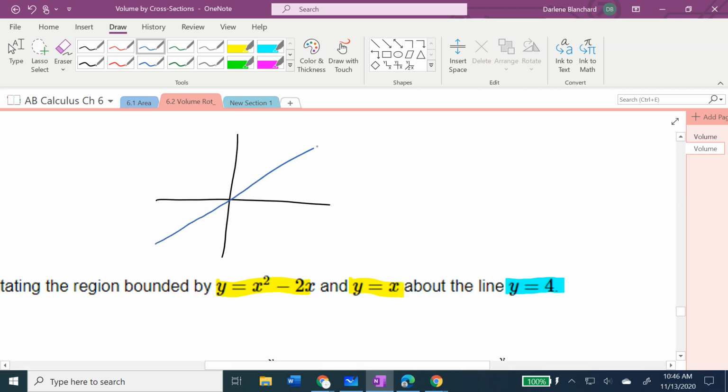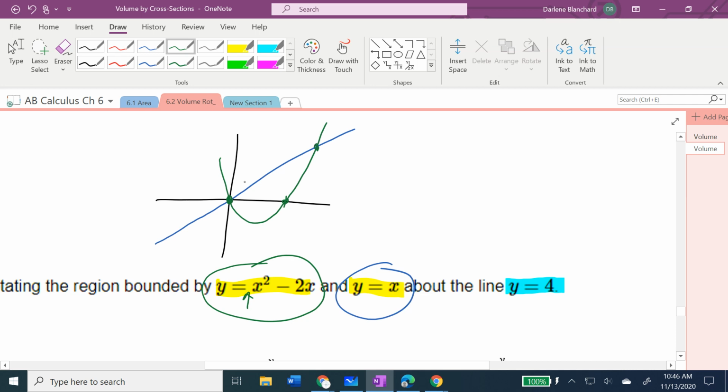So I've got my y equals x. And then for x squared minus 2x, leading coefficient positive, a right side up parabola goes through the origin and through 2. I need to know the intersection points so I can set the two functions equal to each other.